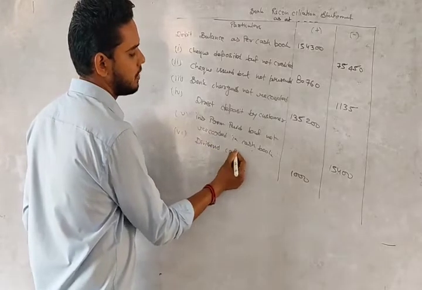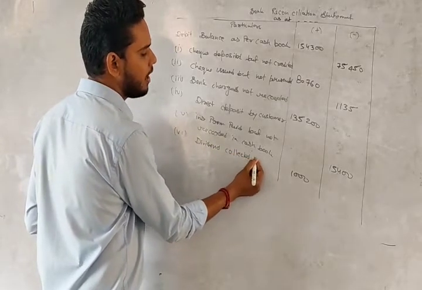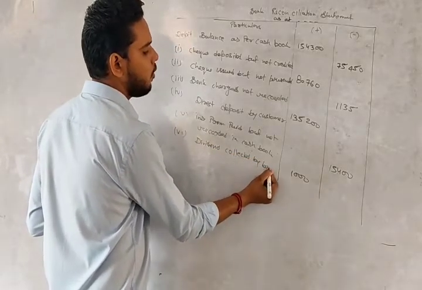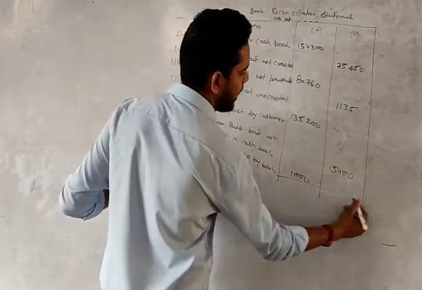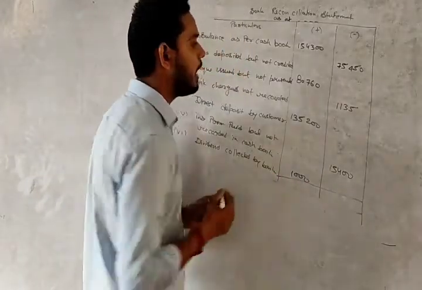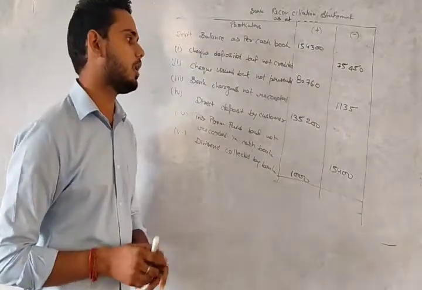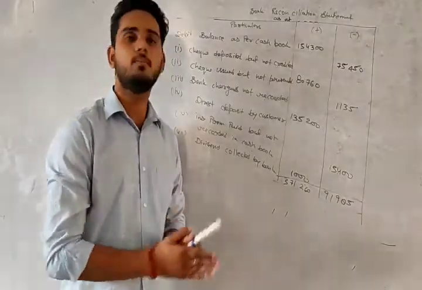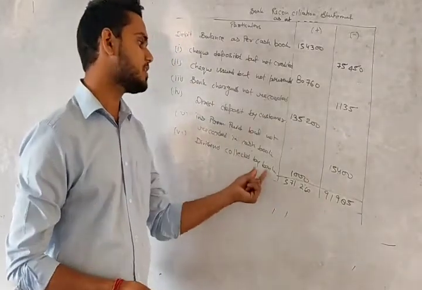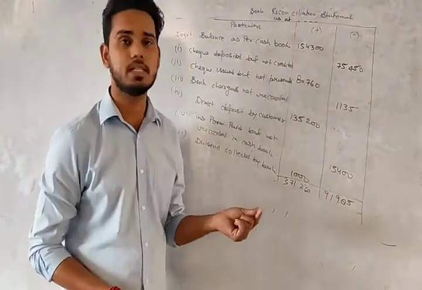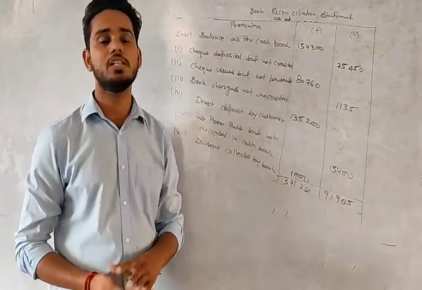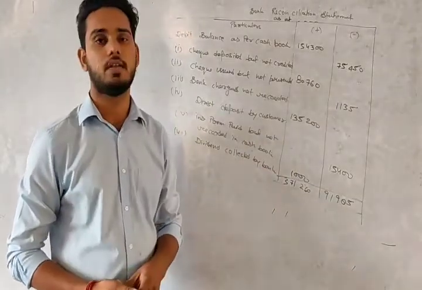Okay, so we are done with all the information. Now what will we do? We will total the columns. You will total the plus column as well as the minus column. So let's see the total. We have totaled both sides. The plus side total is 2,71,260 and the minus side total is 91,985.